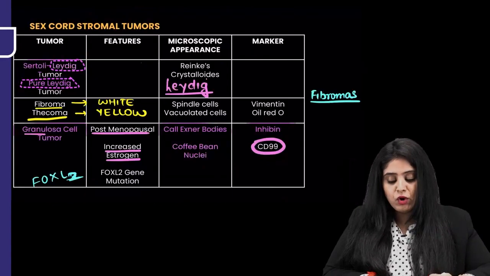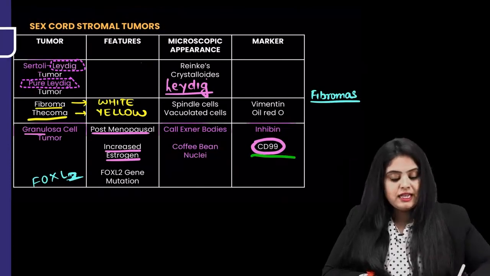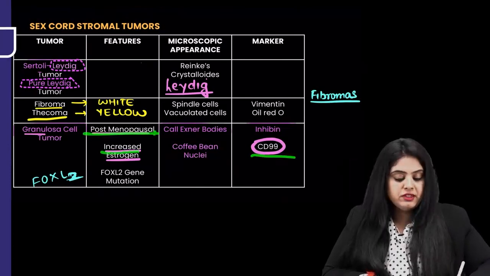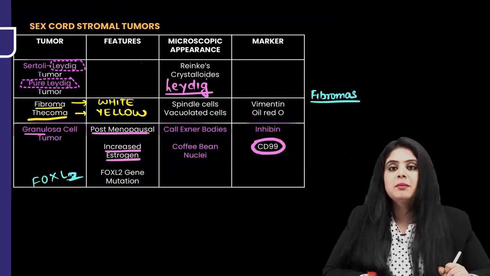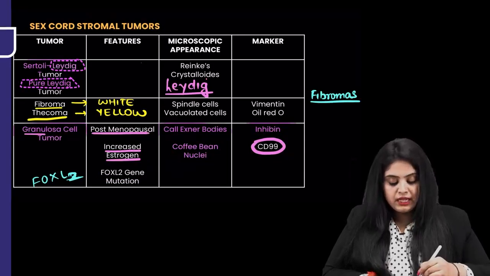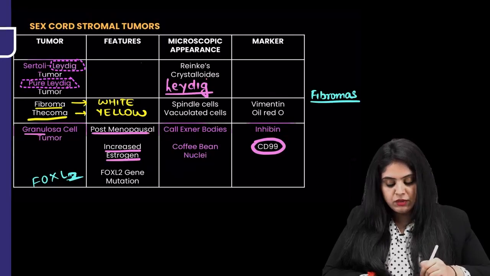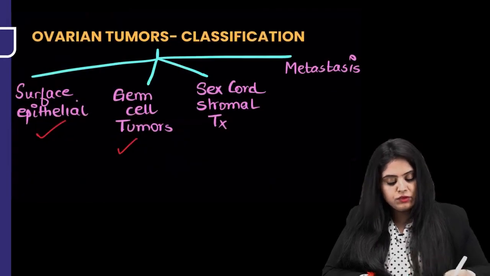So I hope this is one of your best stories also. A 99-year-old postmenopausal female with increased estrogen. She's a clever fox lady, so FOXL2, Call-Exner bodies, coffee bean appearance, and this is inhibited, so the tumor marker is inhibin. On that note, the last set of tumors that you need to know, guys, finally, sex cord stromal done.